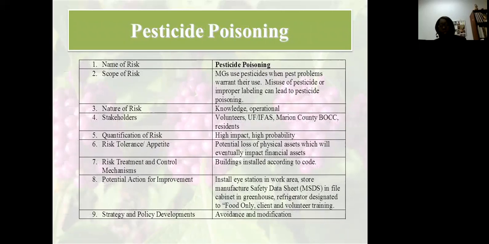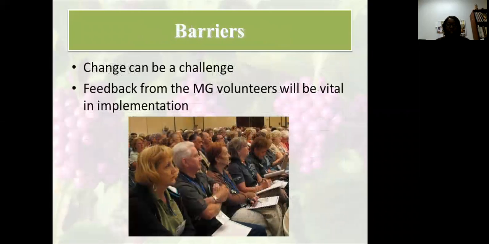Then, of course, pesticide poisoning. Master gardeners here do use pesticides, and so improper labeling could be a possible problem. They know that they're supposed to keep things in original containers, but you never know what can happen. So here we made sure that we have all the safety data sheets together, and we also installed an eye wash station in the work area, and avoidance and modification there.